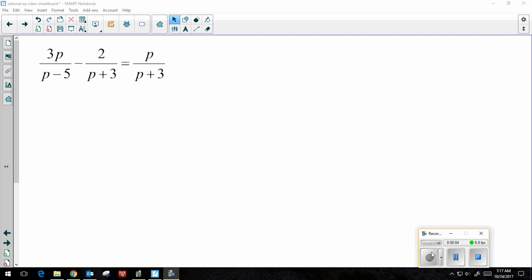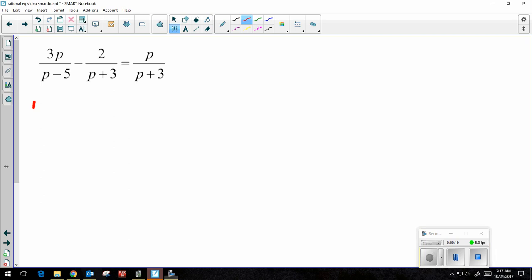Here is another rational equation. 3p over p minus 5 minus 2 over p plus 3 equals p over p plus 3. So looking at my denominators, I have two different pieces, p minus 5 and p plus 3.